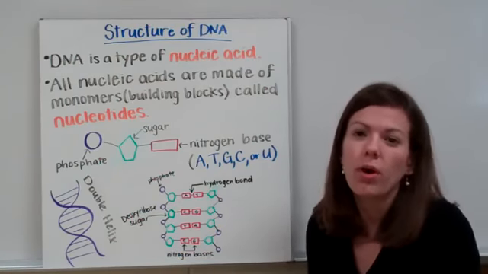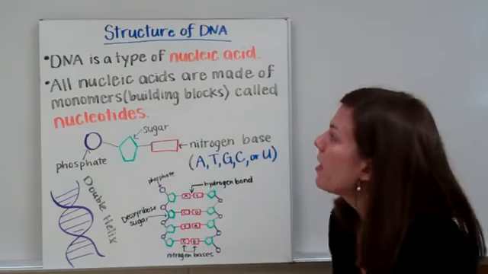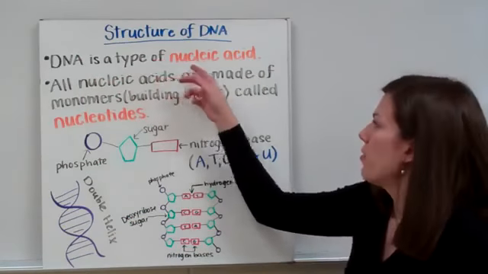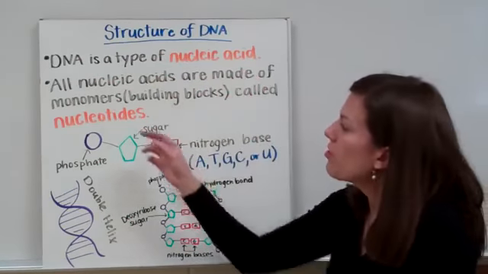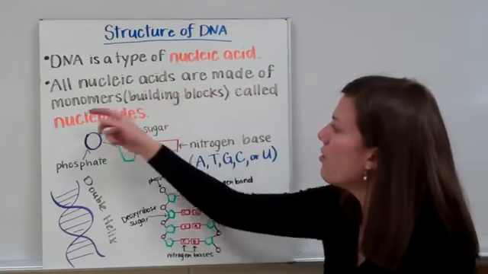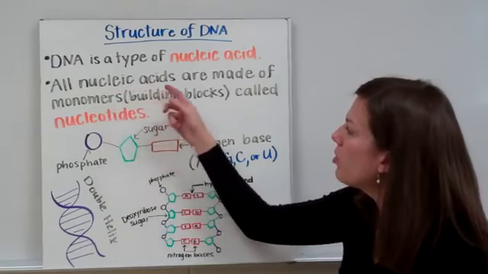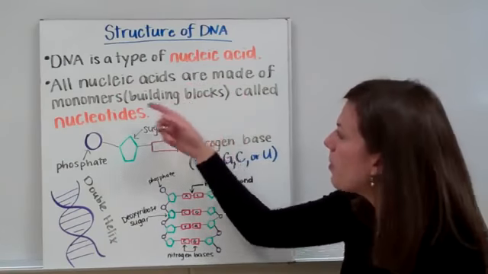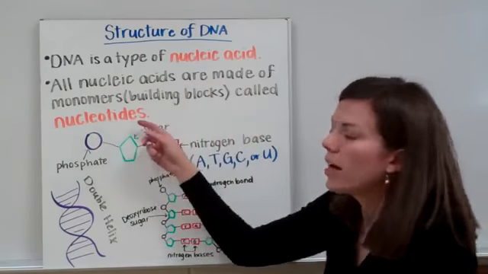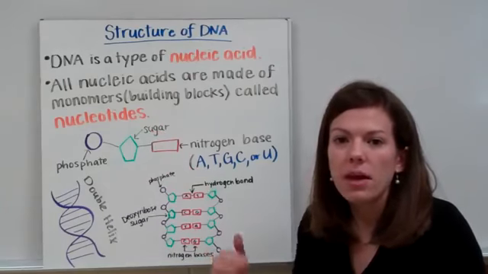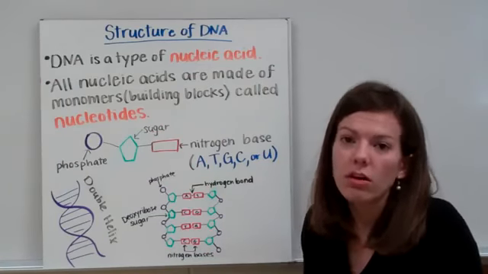So let's take a look at what DNA actually looks like. DNA is one type of nucleic acid. It's important to know that all nucleic acids are made of monomers, and another word for monomer is a building block. So all nucleic acids are made of building blocks, or monomers, called nucleotides. So when you're looking at DNA, it's made of some repeating units called nucleotides.